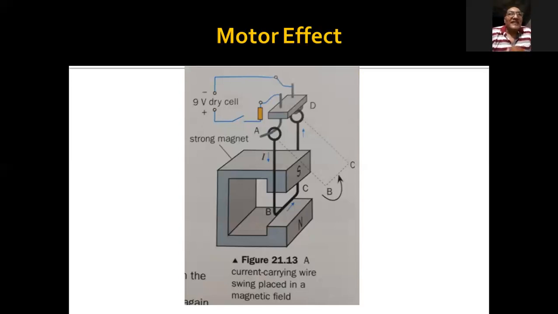So when this conventional current flows through BC, BC experiences a force towards the right.